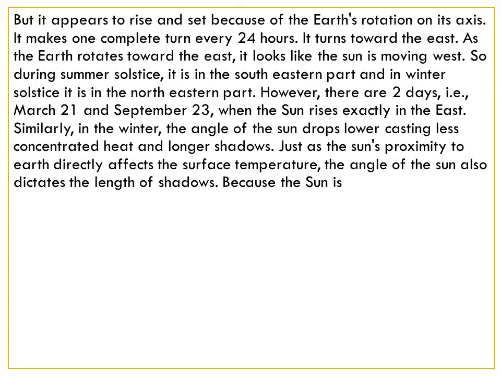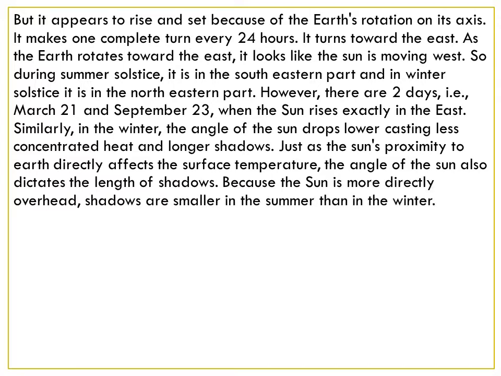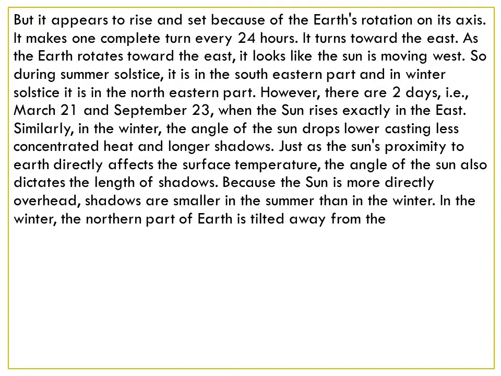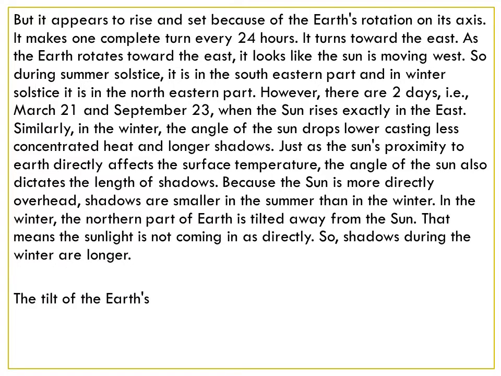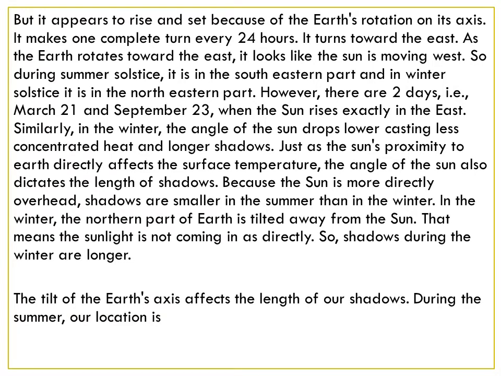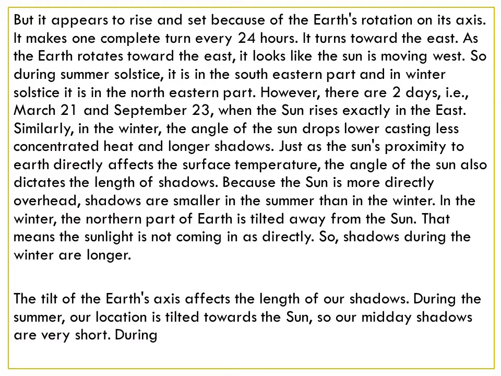Just as the sun's proximity to Earth directly affects the surface temperature, the angle of the sun also dictates the length of the shadow. Because the sun is more directly overhead, the shadows are smaller in summer than in the winter. In winter, the northern part of the earth is tilted away from the sun. That means the sunlight is not coming in as directly. So, shadows during the winters are longer.